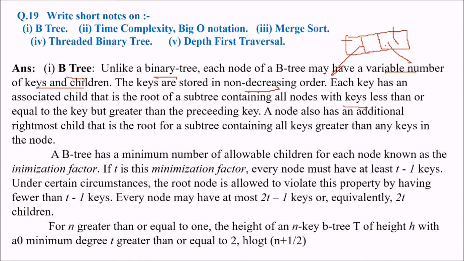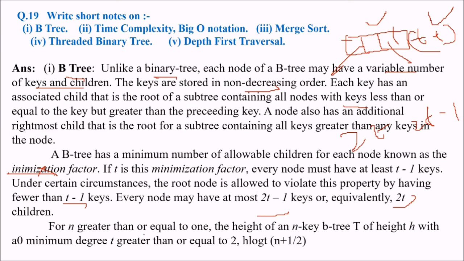A B tree has a minimum number of allowable children. How many children are allowed in each node is determined by the minimization factor. If T is this minimization factor, every node must have at least T minus 1 keys. Under certain circumstances, the root node is allowed to violate this property by having fewer than T minus 1 keys. Every node may have at most 2T minus 1 keys, where T is the minimization factor.